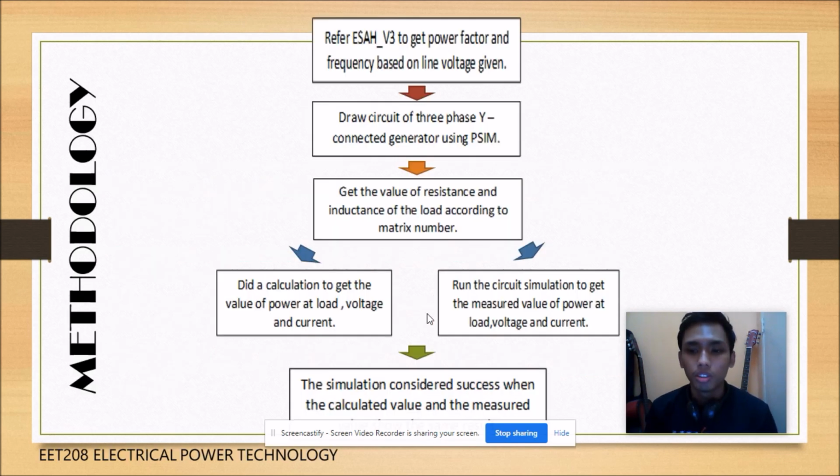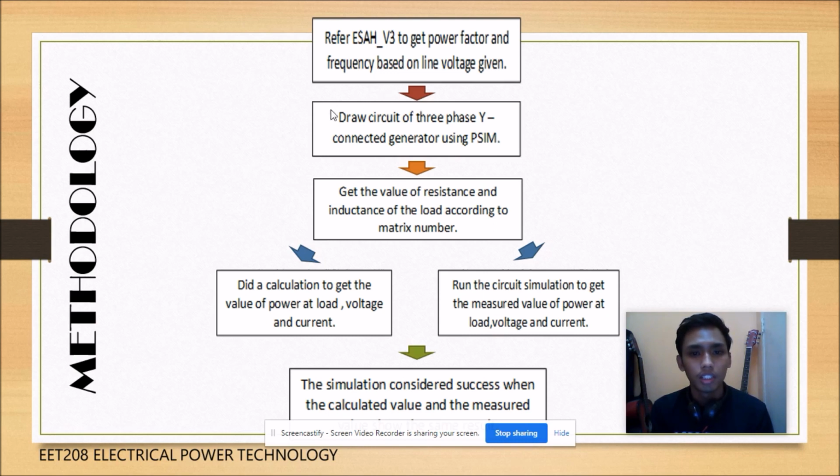For my methodology for this project, first I must refer to ESA version 3 to get the power factor and frequency based on the line voltage given. For frequency, by referring to this ESA, we find that it uses 50 Hz to generate voltage in the three-phase system. After that, we draw the circuit of the three-phase Y-connected generator using PSIM. After this, I will show an example of the simulation that I have done.